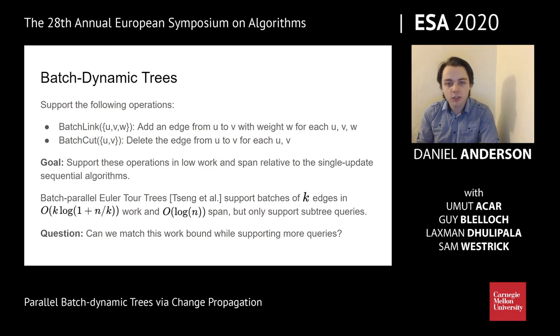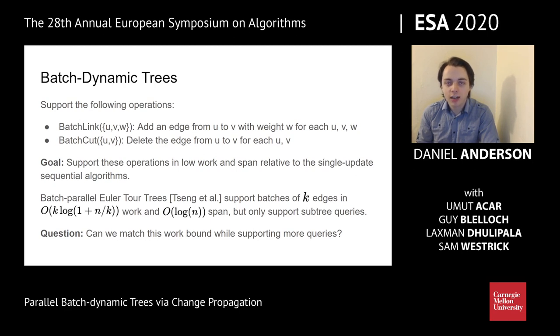So all of the sequential algorithms mentioned on the last slide perform all of their operations in log n time per operation, where n is the size of the tree. One previous bit of work on batch dynamic trees are the so-called batch parallel Euler-Tour trees by Tseng et al., and they support batches of k edges in just k log(1 + n/k) work and log n span. Note that this work bound is very good.